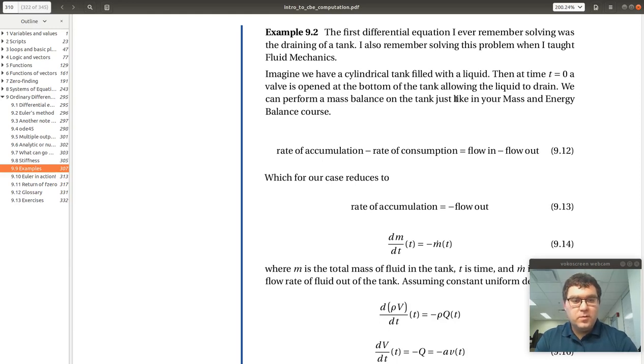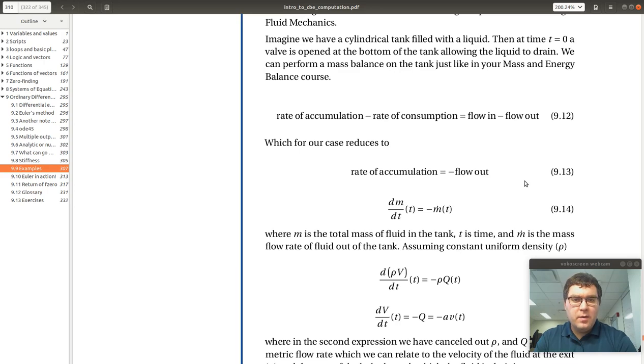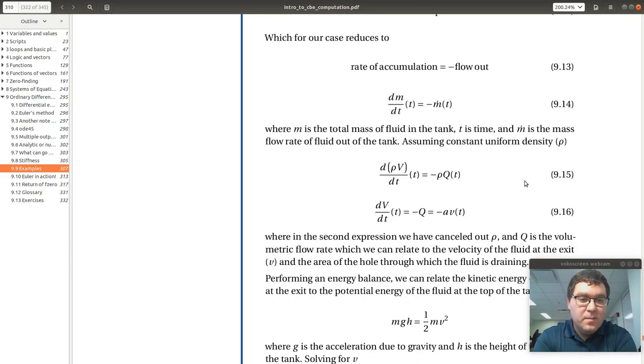All right, so next we're going to take on the tank draining problem. Our tank drain problem originates from a mass balance. What we want to solve for is, we have a tank filled with fluid at some time equals zero, a valve's opened up at the bottom, and what we want to be able to measure is the height, or calculate the height of the fluid as a function of time. So you want to solve for h as a function of t.